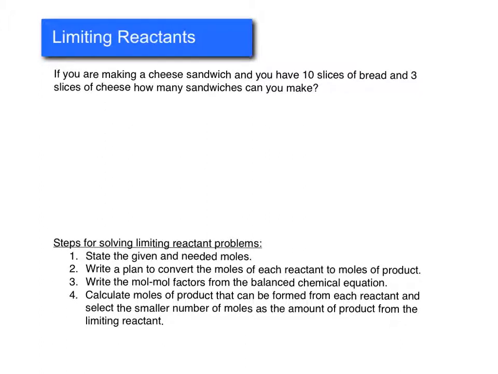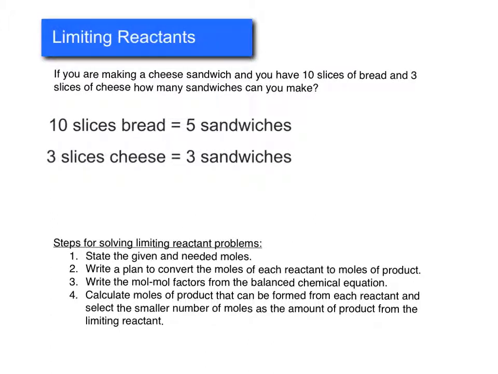All right, so back to our cheese sandwiches. If you're making a cheese sandwich and you have 10 slices of bread and 3 slices of cheese, how many sandwiches can you make? And I think we all can do this one in our head because it's such a familiar example. So 10 slices of bread can make us a total of 5 sandwiches, right? Because we know we need 2 slices of bread for each sandwich. 3 slices of cheese can only make us 3 sandwiches. So in this case, we're going to run out of cheese before we use up all our bread. So our cheese is our limiting reactant.